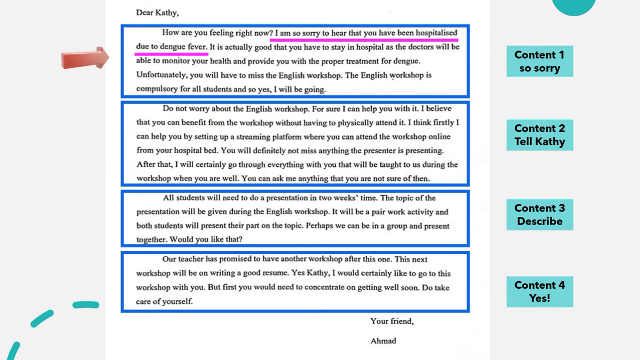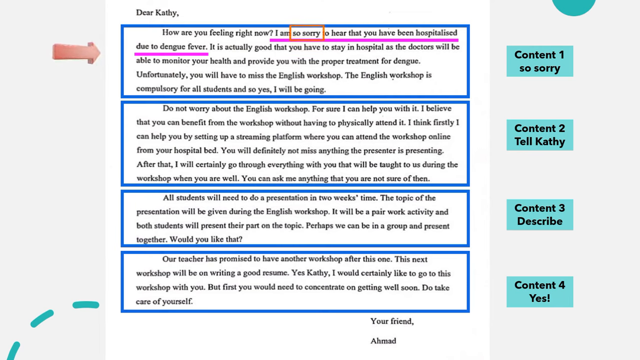How are you feeling right now? I'm so sorry to hear that you have been hospitalized due to dengue fever. It is actually good that you have to stay in hospital, as the doctors will be able to monitor your health and provide you with the proper treatment for dengue. Unfortunately, you will have to miss the English workshop. The English workshop is compulsory for all students, and so, yes, I will be going.